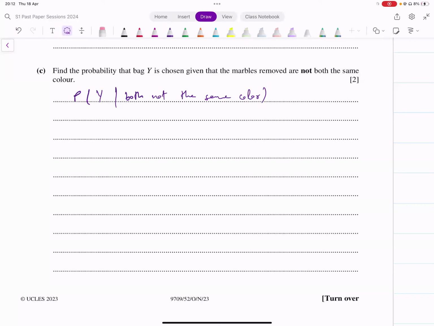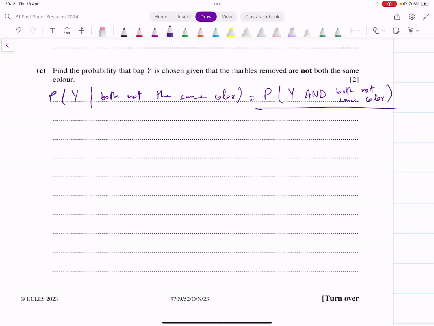It's conditional probability. In the numerator, you would have the probability of both of these things happening together, the probability of choosing Y and both not being the same color. That's what you're going to have in the numerator. And in the denominator, you have what is given. What's given? Both not being the same color. That's the probability that we're looking for. What about the denominator? Both not the same color.